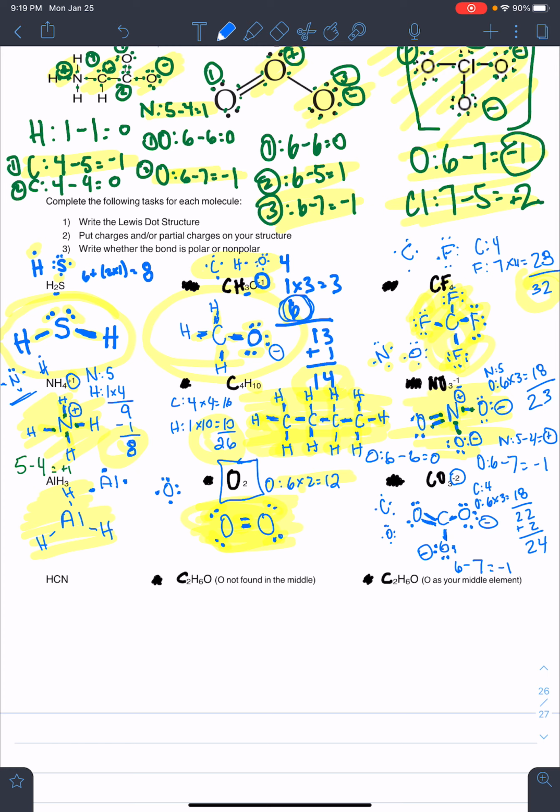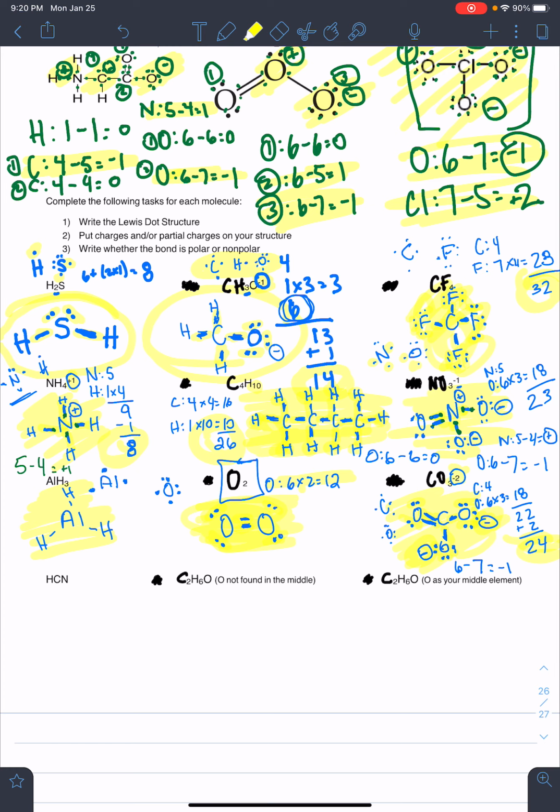So that's where you get your -2 charges. We can count up our number of electrons to make sure we equal 24. We have 2, 4, 6, 8, 10, 12, 14, 16, 18, 20, 22, 24. So 24 valence electrons with a -2 charge. So that is your structure.